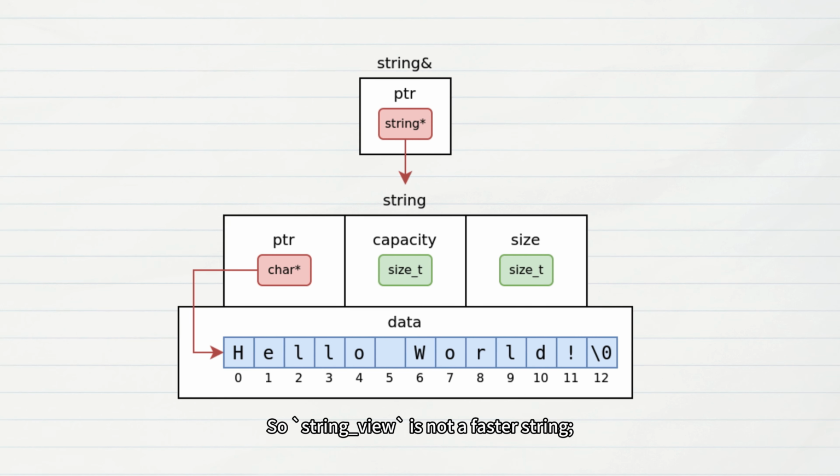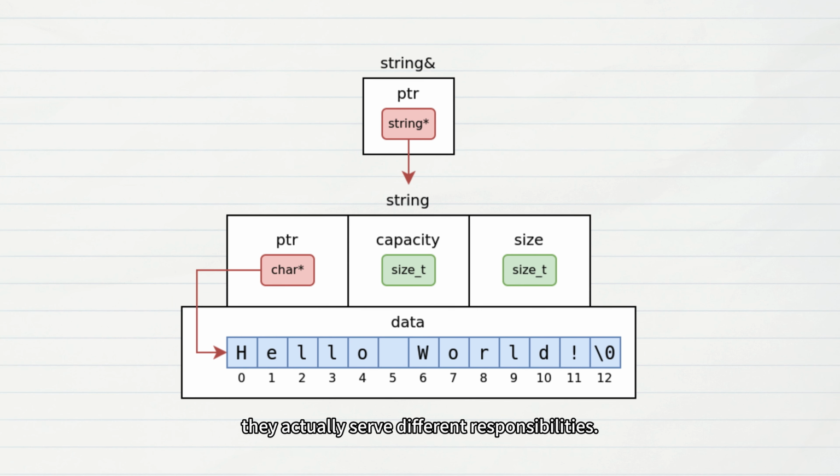So string view is not a faster string. They actually serve different responsibilities. String owns the data. String view borrows the data. If a function only reads the string and does not need to save it, string view is often a good choice.